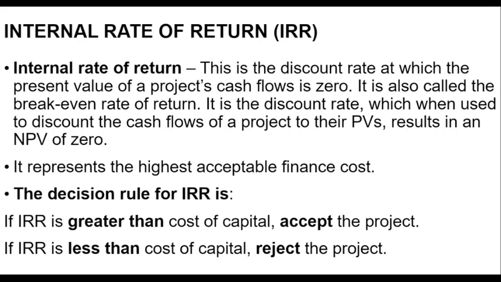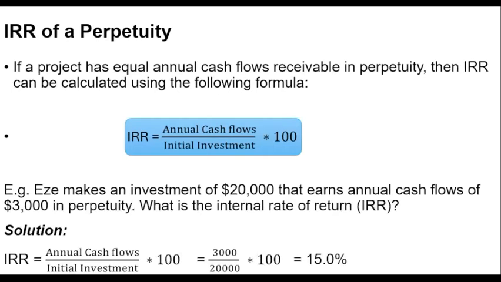So let us look at the decision rule for IRR. The IRR decision rule is that if you calculate your IRR and it is greater than your cost of capital, accept the project. If the IRR is less than the cost of capital, then that project should be rejected. So that is the decision rule for IRR. Let's continue.